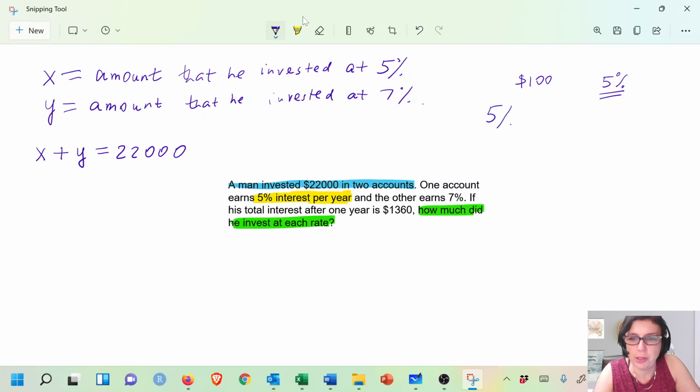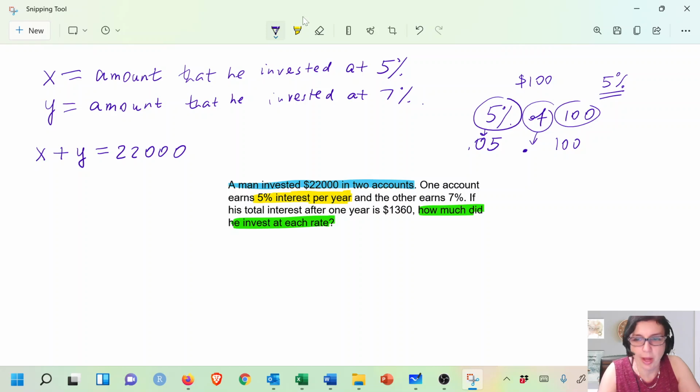So 5% of 100 would be 0.05. Remember, how do you convert percents into decimals? The of is converted into times. So to find 5% of 100, we take 0.05 and multiply it by 100. But in this case, we don't have a 100, we have X. So instead of 0.05 times 100, we're going to have 0.05X. Similarly, we're going to deal with the 7% for the other account.